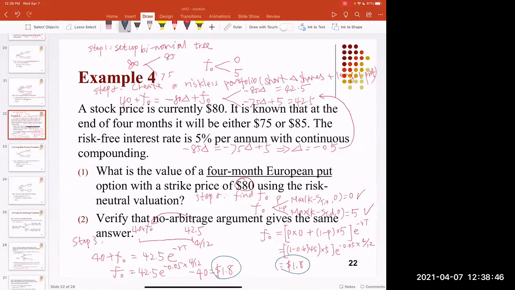Any question? So in your assignment, you're going to have 4 questions, in which you use either no arbitrage arguments or risk neutral valuation, or they might ask 2 questions: one is risk neutral valuation to find the value of the option, and the other is to use no arbitrage to verify your answer. Okay, any question?